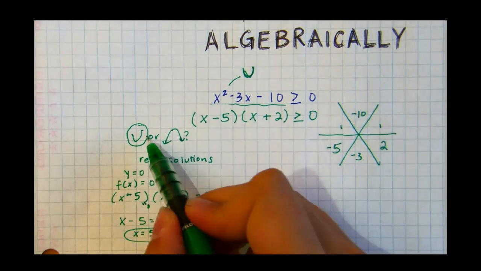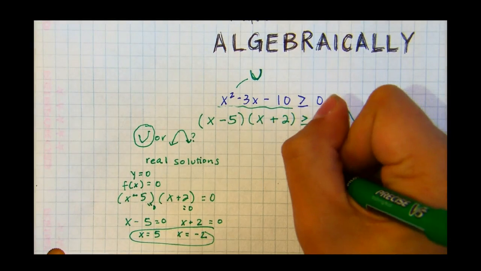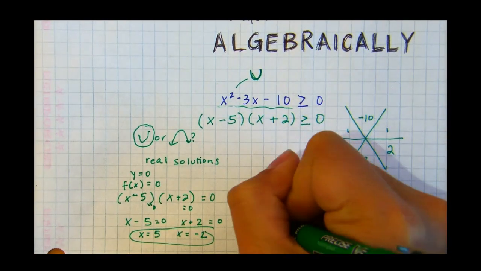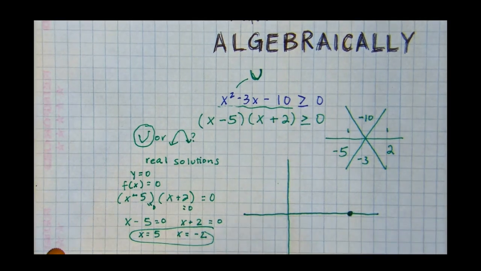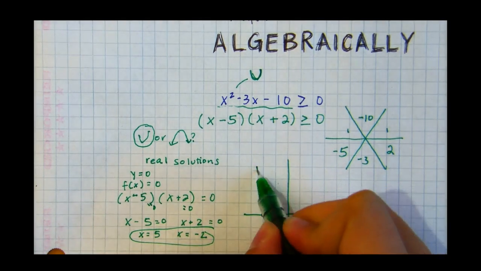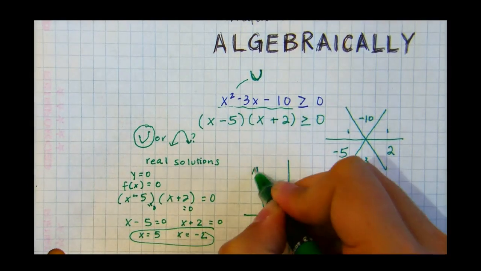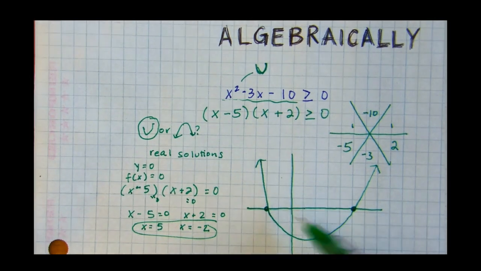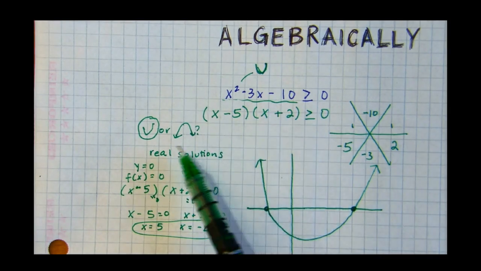Now that we've answered that, so I know I've got a parabola, it's facing up, and it's got two solutions, I can go ahead and sketch what my graph is going to look like. So at positive 5, 1, 2, 3, 4, 5, I have a solution, and at negative 2, I have a solution. And I'm just going to sketch the rest of my parabola through those points, it's facing up. It doesn't matter how accurate this is, just as long as it has your solutions, you know it's a parabola, and you know whether it's facing up or down.